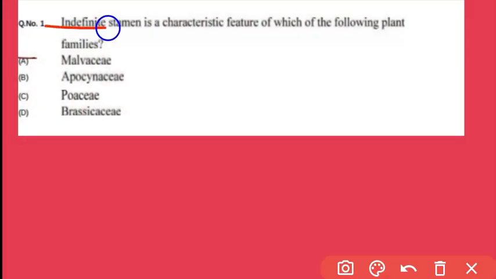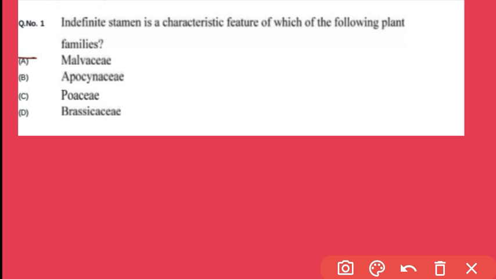Indefinite stamen is a characteristic feature of which of the following plant families? The indefinite stamen is a characteristic of the family Malvaceae. The Malvaceae family shows indefinite stamens with united filaments in a tube. This condition is called monadelphous.